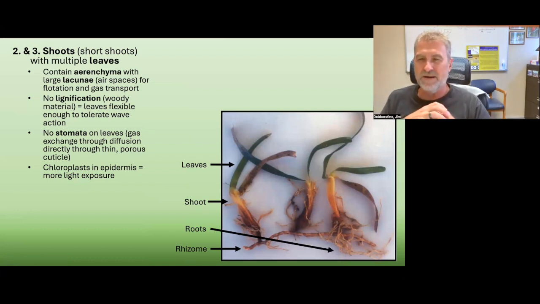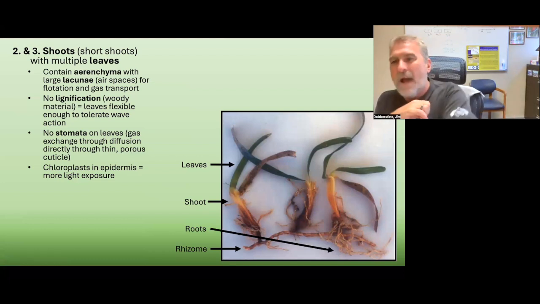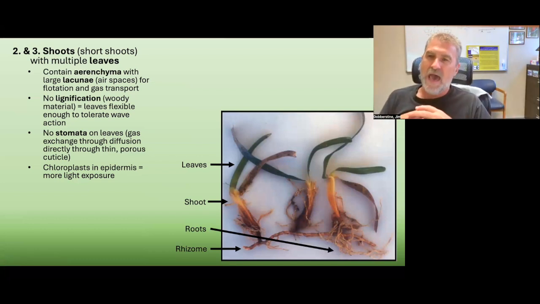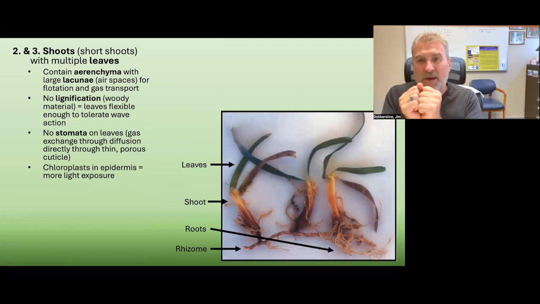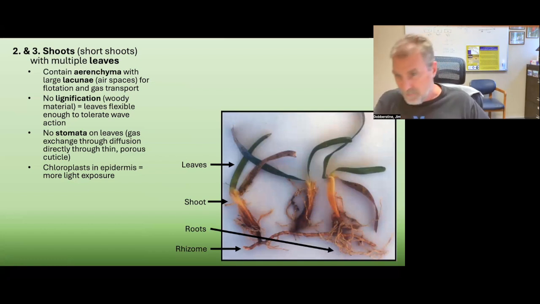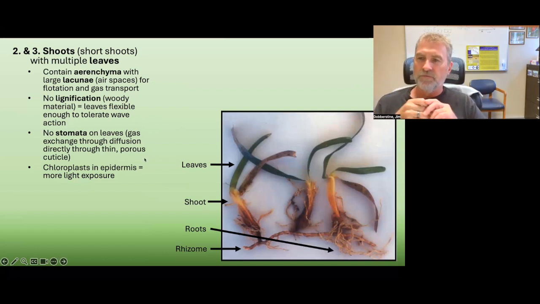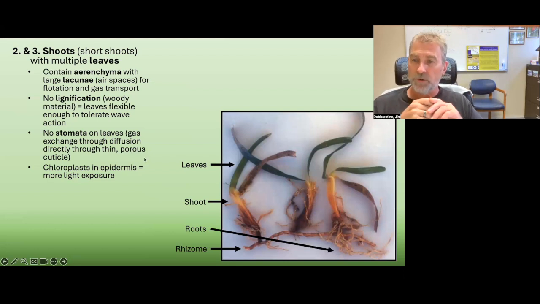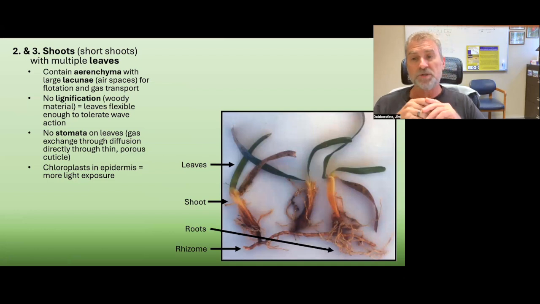So if you've ever seen a tree in a flood and that tree or shrub snaps, or a high wind is another example of that. That lignin makes them stiff, but it also then can create a hazard of sorts under the right conditions. If you think about a plant in the water, there's going to be tides going in and out, and other potential factors. So this allows them to tolerate that wave action. They do not have stomata on the leaves. That gas exchange occurs through diffusion directly through the thin porous cuticle. And the chloroplasts are in the epidermis, which means more light exposure to those chloroplasts.